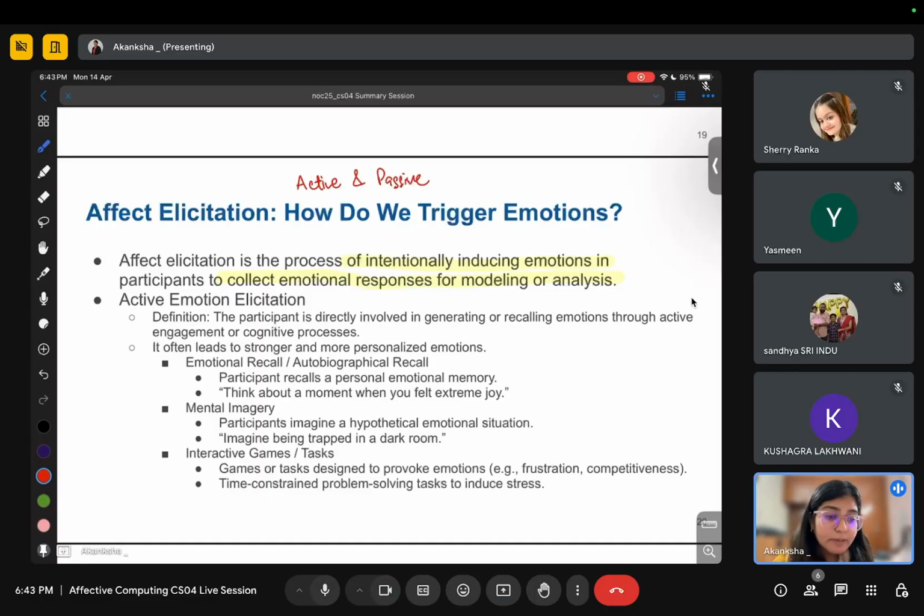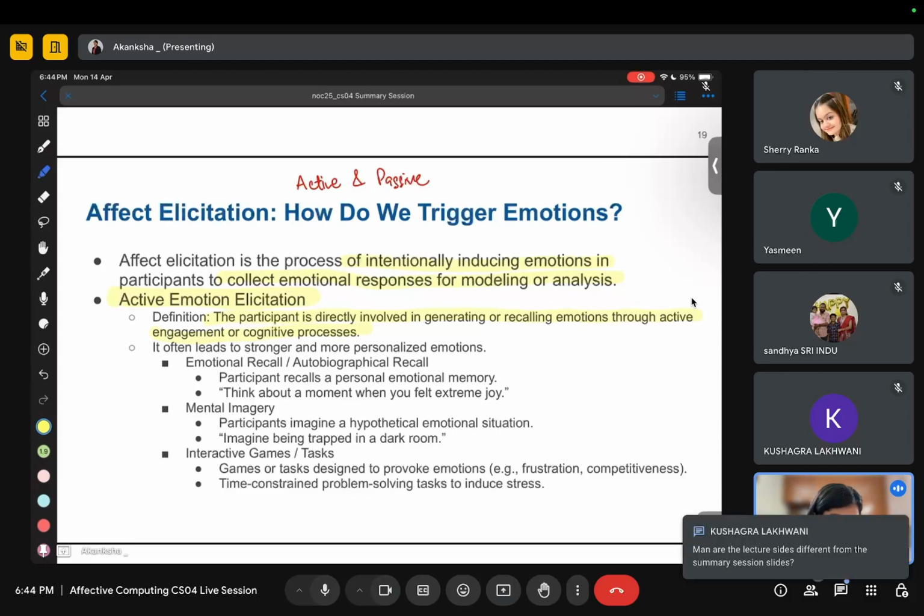Okay, other methods are also there. The participant, as the name suggests, active means that you are actively participating. I'm not just looking at something, I'm actually doing what the organizer is telling me to do, right? So the participant is directly involved in generating or recalling emotions through active engagement or cognitive processes.